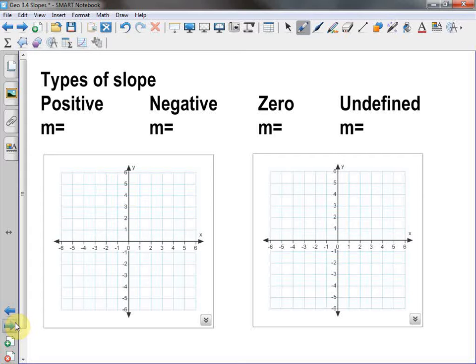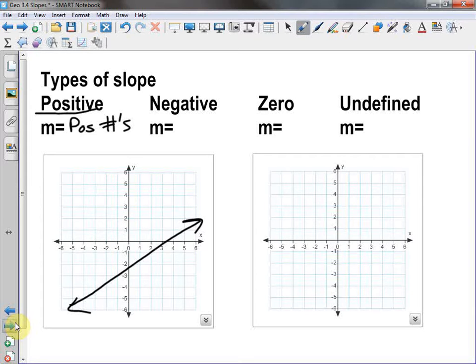So if I'm talking about positive slope, what type of numerical value will I have for the slope? 1, 2, 3, 4. What type of numbers are those? Positive numbers, right? So here I'm looking at positive numbers. Okay? What does the line look like? It's going up, right? And we always read it from left to right, so it goes up. So the black is positive.